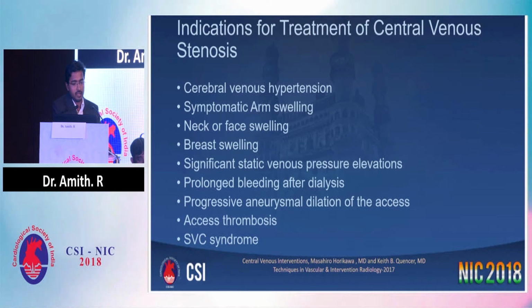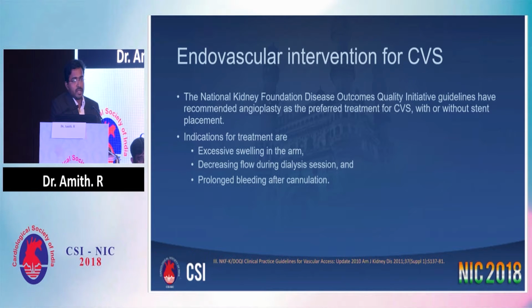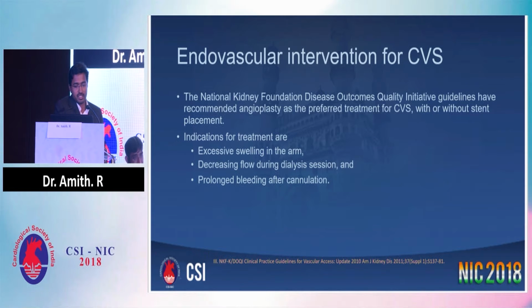Now, what are the common indications to intervene in a central vein stenosis? Cerebral venous hypertension, symptomatic arm, neck or face swelling as in our case, prolonged bleeding after dialysis because of venous hypertension, progressive aneurysmal dilatation of the access, and thrombosis. Now there are two ways, the endovascular or surgical. Based on the National Kidney Foundation Disease Outcomes Quality Initiative, USA, the recommended first line treatment is angioplasty with or without stent placement.